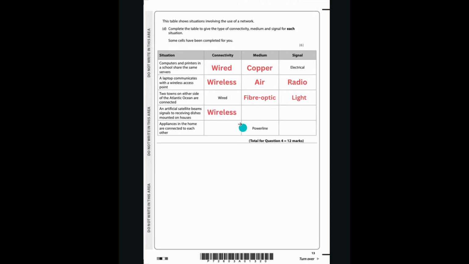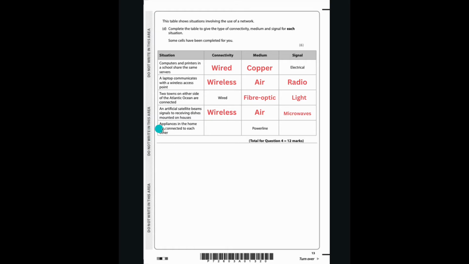Yes. What will be the medium? If it is wireless, the medium will be air. And the signal, is it radio or microwave? The answer is microwave. Why? Go to the notes and identify the difference between radio and microwaves. Microwaves are mostly used when the distance is quite long. Radio is used when the distance is shorter.